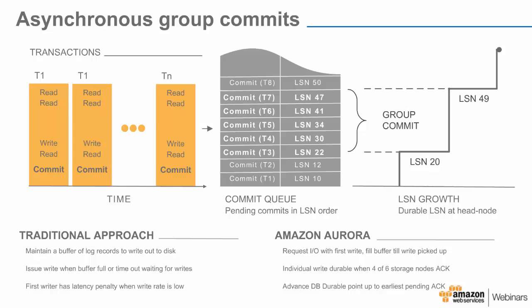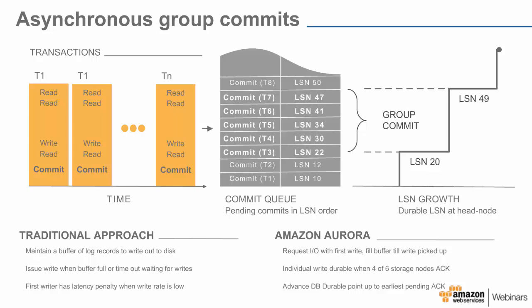Now let's take a look at the commits. This is another place where a lot of databases have quite a bit of contention. The traditional approach is to maintain a buffer of log records to write out to the disk, and issue a write when the buffer is full or times out. The problem here is the first writer latency penalty, because the first writer writes into the buffer and has to wait till the buffer fills up or it times out. In a very busy transaction system, the buffer probably fills before it times out, but it still takes time, and the first writer receives that penalty.